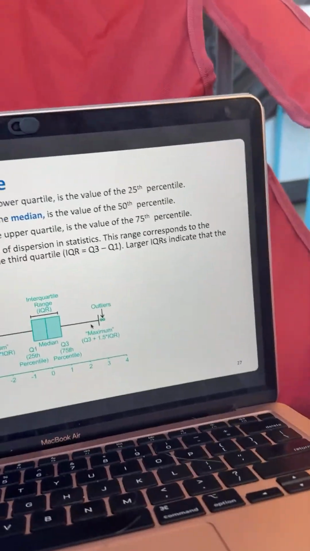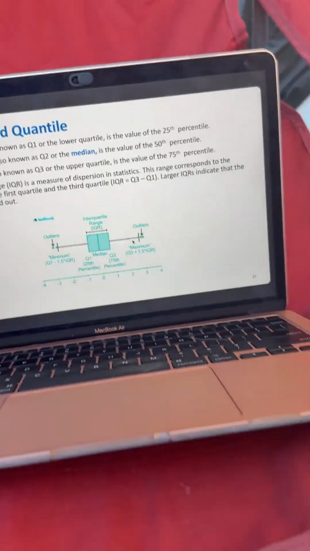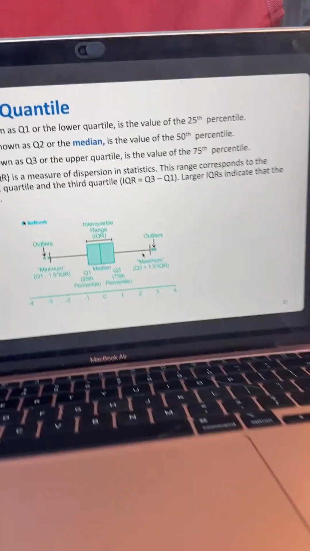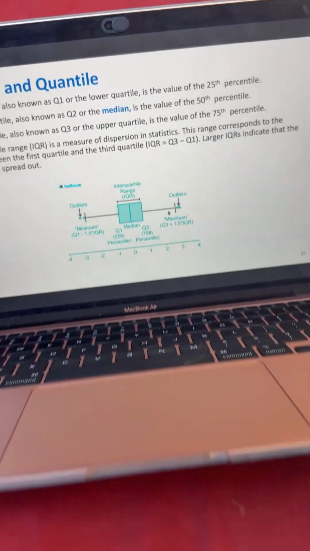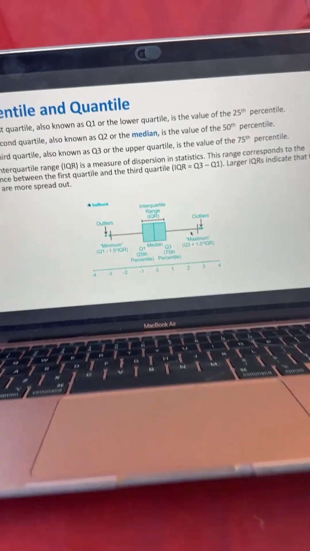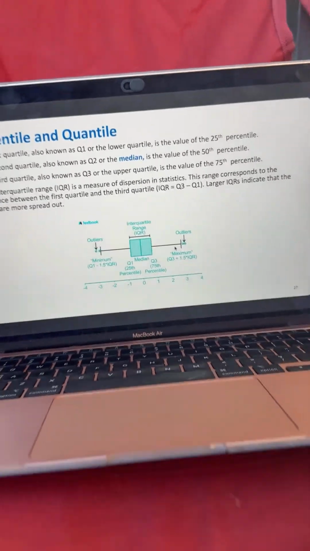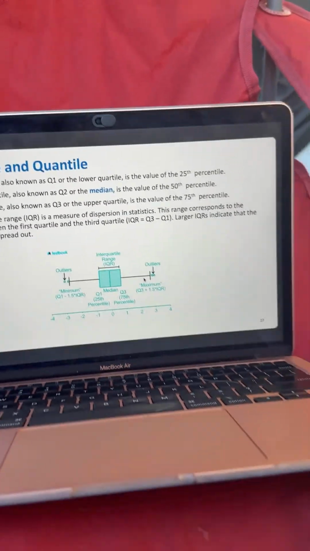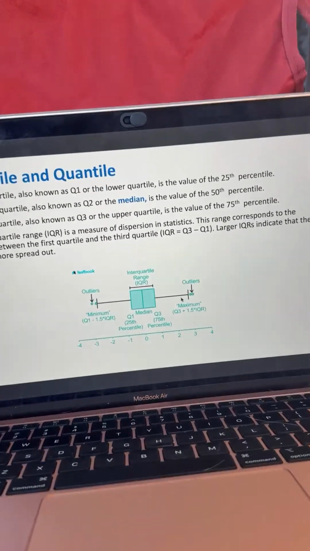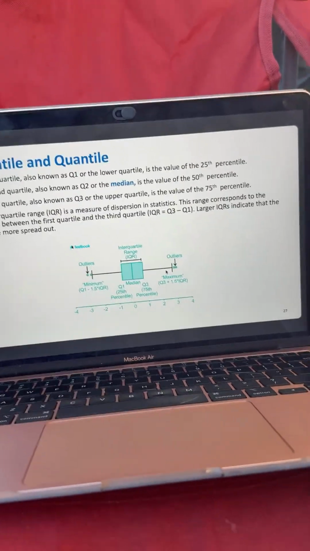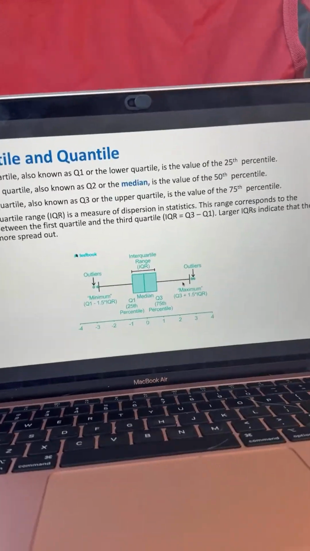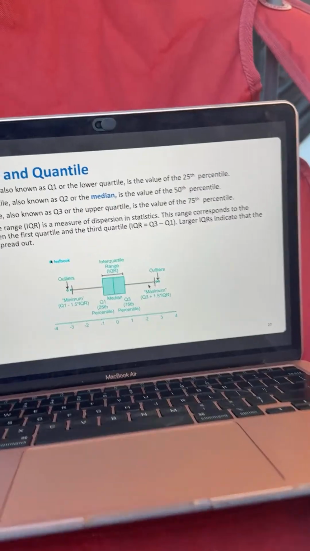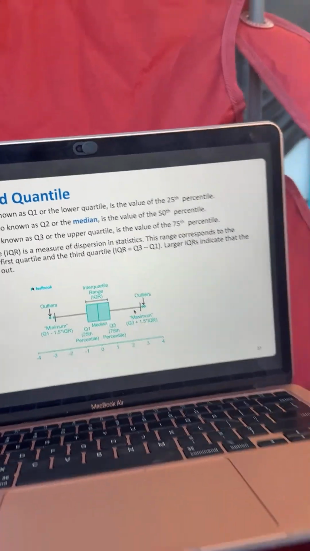So percentile and quantile. The first quartile, known as Q1 or the lower quartile, is the value of the 25th percentile. The second is Q2, the median. Third is Q3, the upper quartile, the 75th. The interquartile range is a measure of dispersion in statistics. This range corresponds to the distance between the first quartile and the third quartile. So IQR equals Q3 minus Q1.